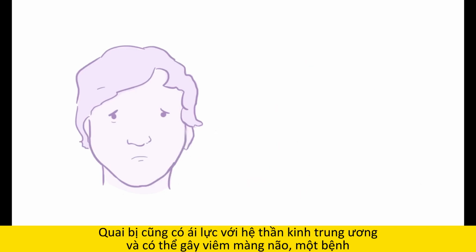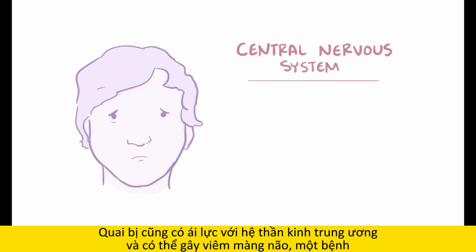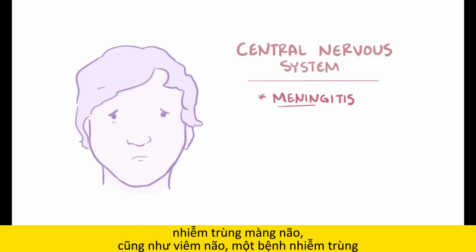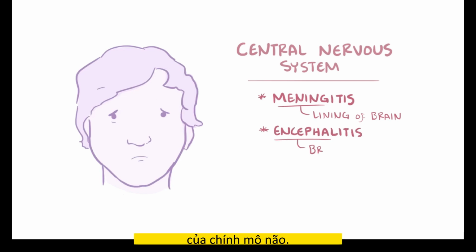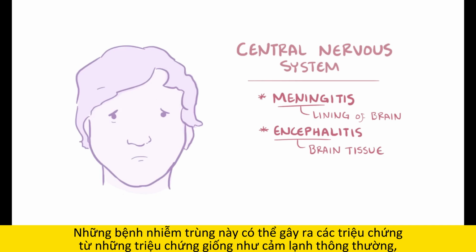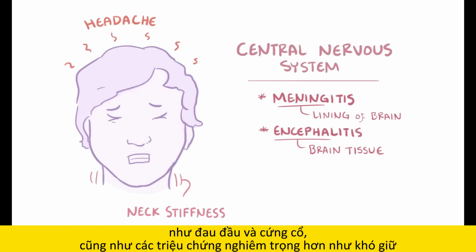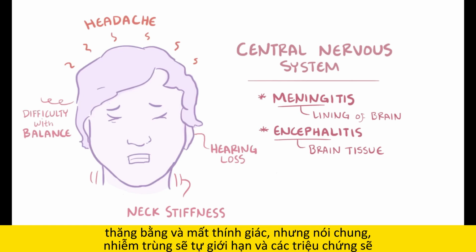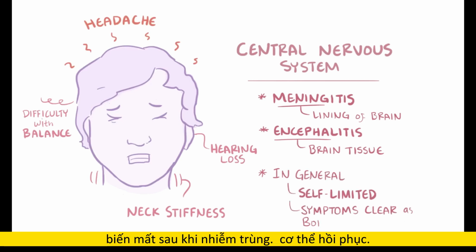Mumps also has an affinity for the central nervous system, and can cause meningitis, which is an infection of the lining of the brain, as well as encephalitis, infection of the brain tissue itself. These infections can cause symptoms ranging from those that feel like the common cold, like headache and neck stiffness, as well as more severe symptoms like difficulty with balance and hearing loss. But in general, the infection is self-limited and symptoms go away as the body recovers.